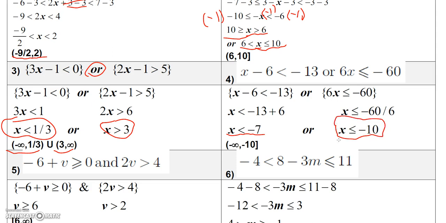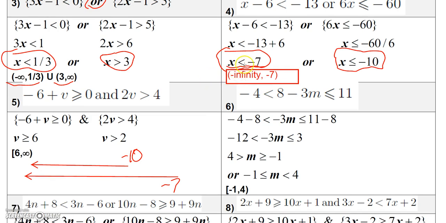Okay. Now, since this has an "or," it means we must include everything that's in either one set or the other set. Okay, everything that's either in one set or the other set.